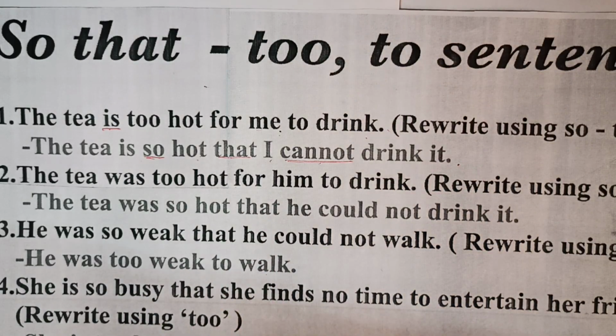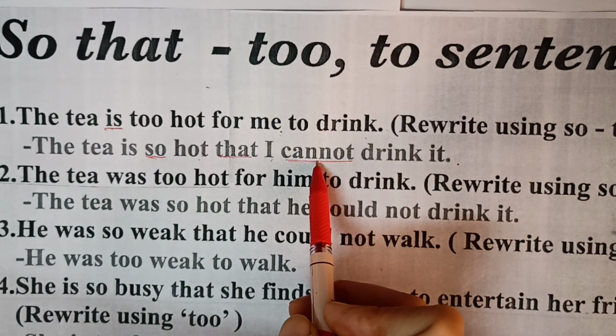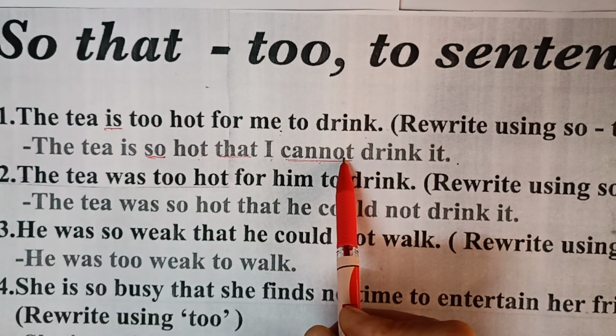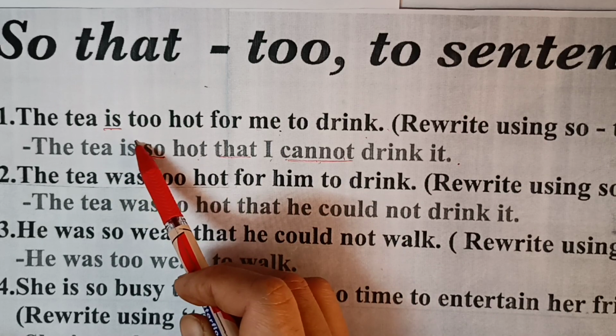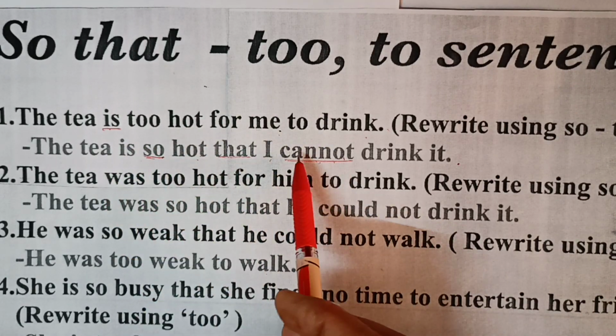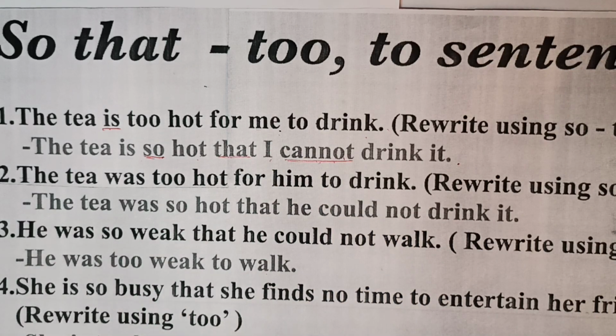See, this transformation is very simple. The only mistake children make is they do not understand whether the tense is present or past. In case the tense is present, you will use "cannot" with the statement, and in past tense you will use "could not". So that is the only change.